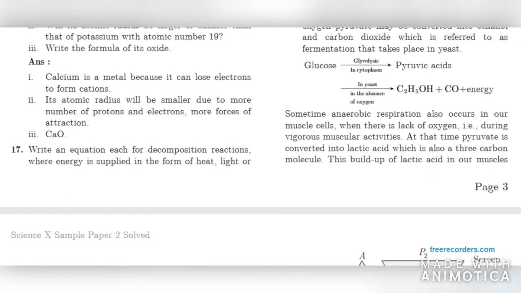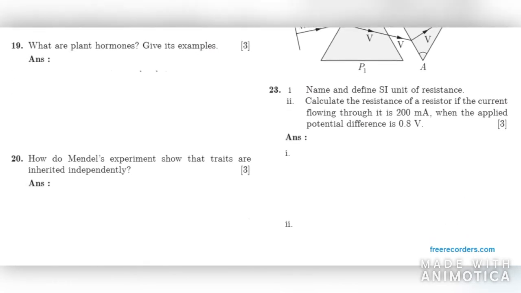Now moving on to question number 19, which says: what are plant hormones? Give an example. In this case, you can write that plant hormones are the chemical substances which are necessary for the proper growth and development of a plant. You can even write that these are chemical substances most important for coordinating activities in plants, like auxin, gibberellin, cytokinin, and abscisic acid. That's all you need to write in question number 19.